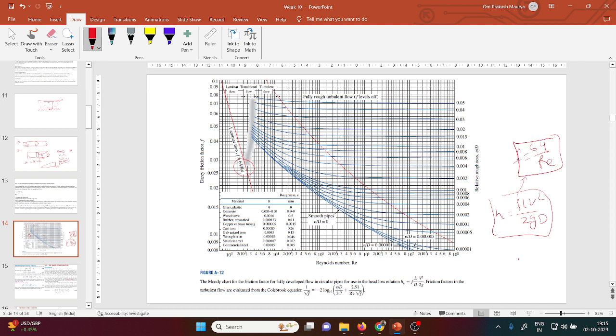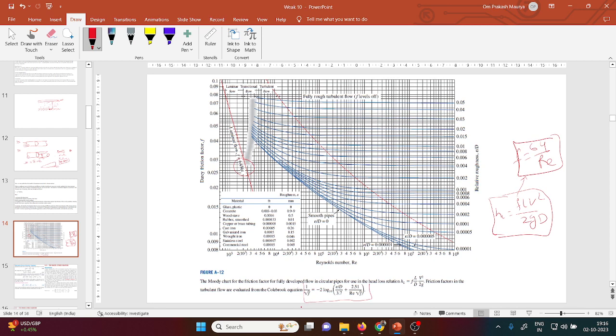But in the case of turbulent flow, the thing is very different, very difficult. So the equation was given by Colebrook. After lots of experiments, this equation came. So Colebrook gave these things. In the case of turbulent flow, you calculate the friction factor f based on this equation.